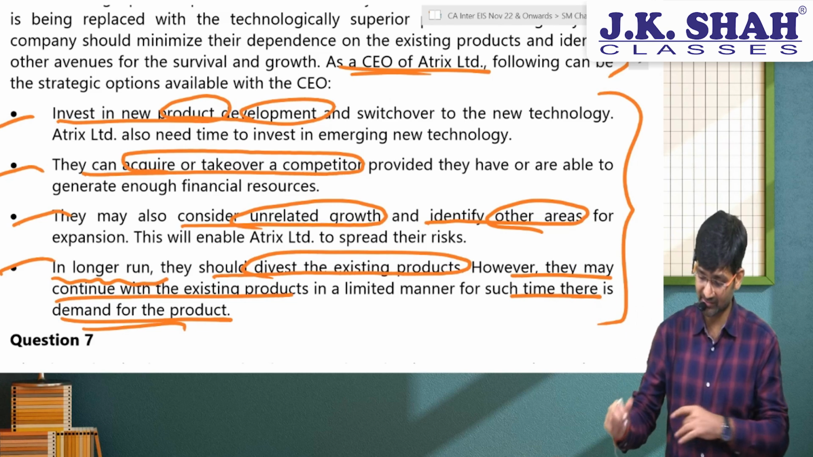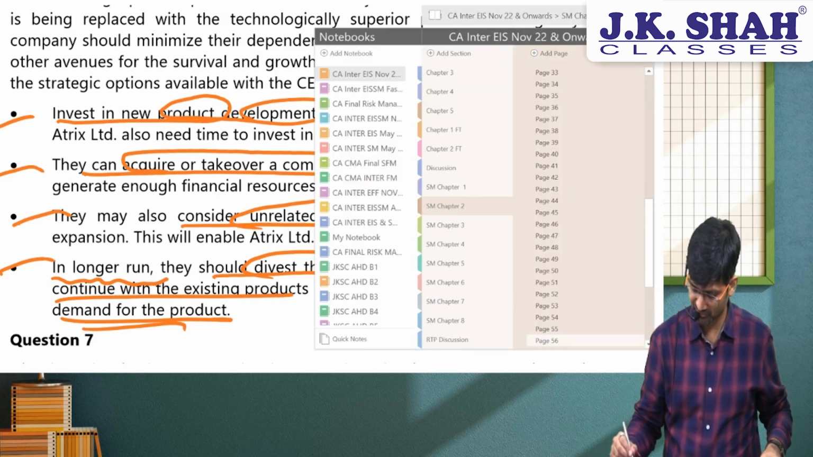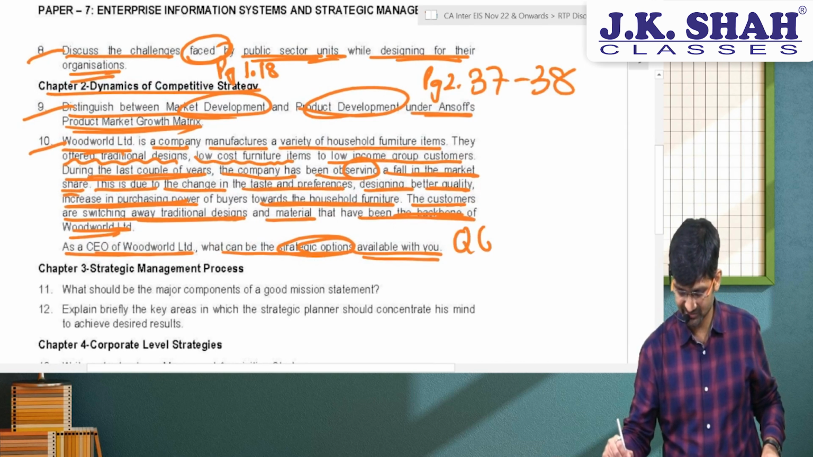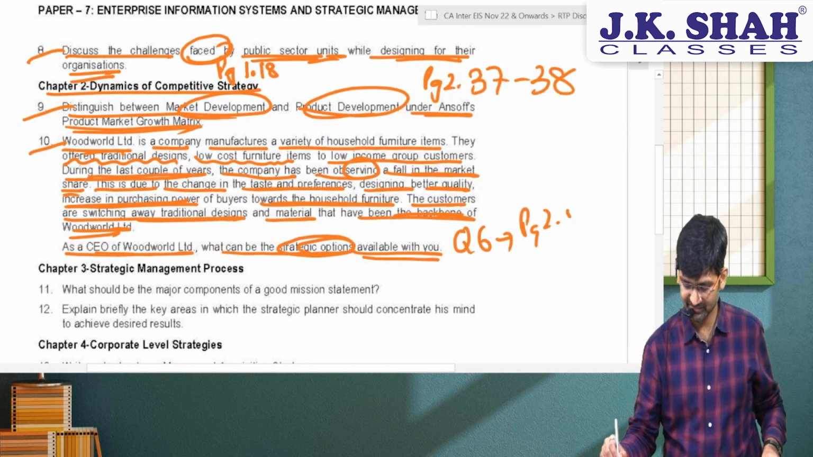So you have a direct answer from the ICAI material. That's what we wanted to show you. While it might look new to you if you haven't seen the back questions, this is question 6, page 2.56-57.